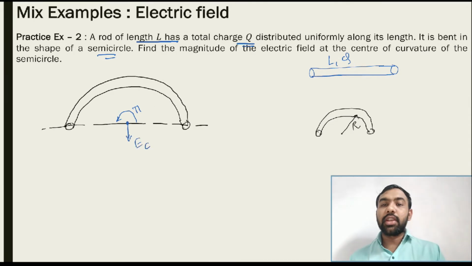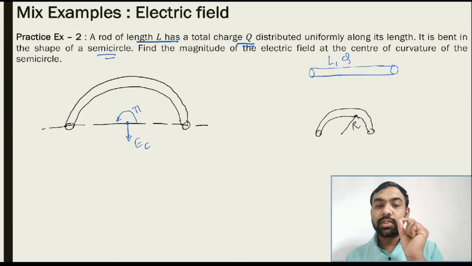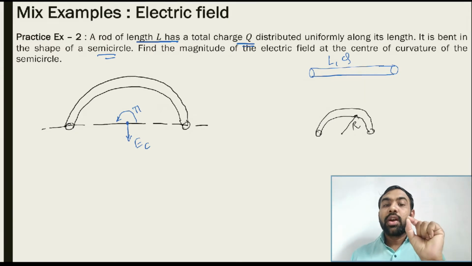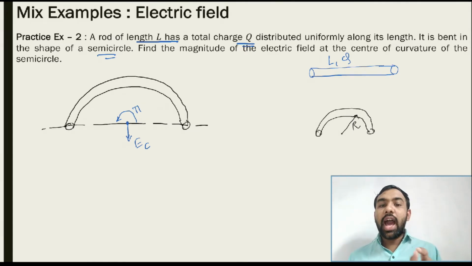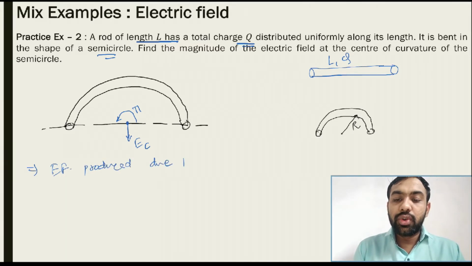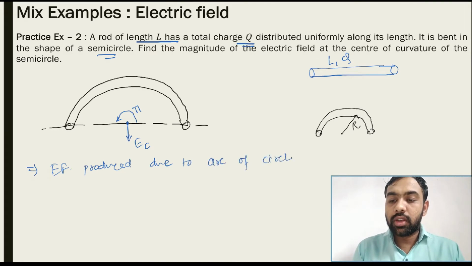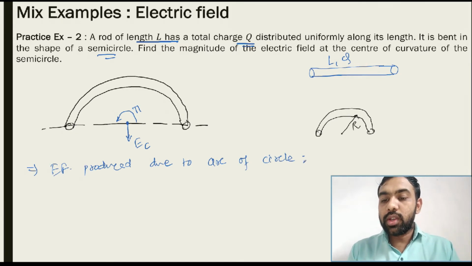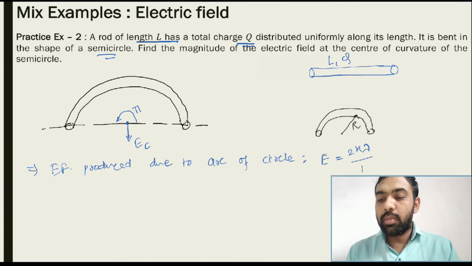So the electric field at the center, consider EC. Use this relation, the electric field produced due to an arc of a circle. The semicircle is an arc of a circle having a length half of the total circle. So here we use this equation directly: electric field produced due to an arc of a circle. What is this equation? E is equal to 2k lambda upon r.